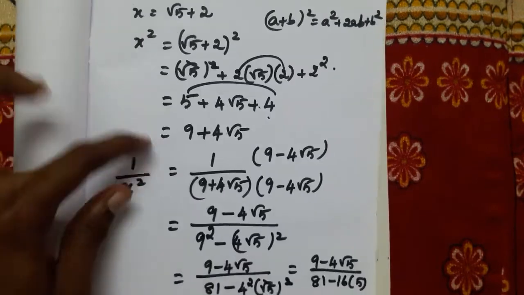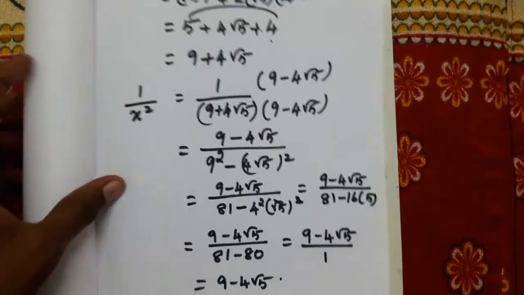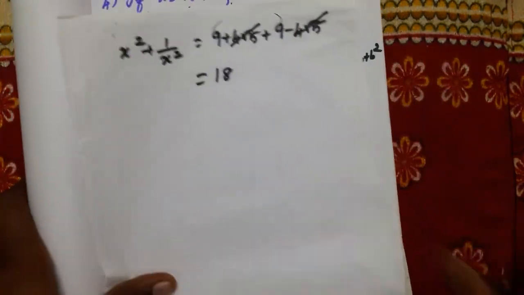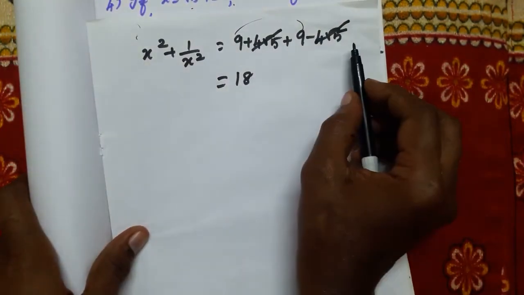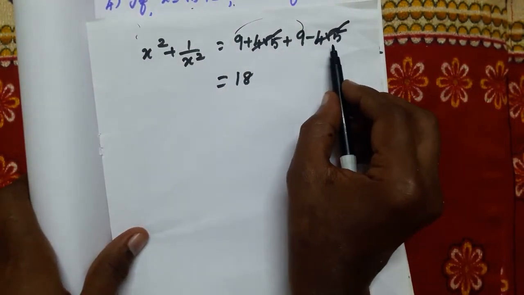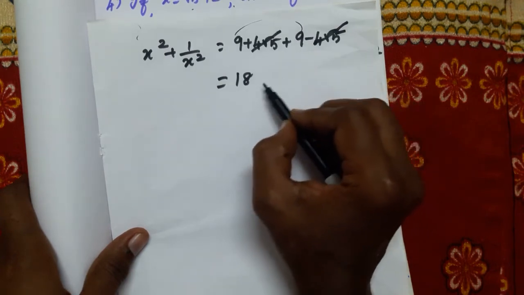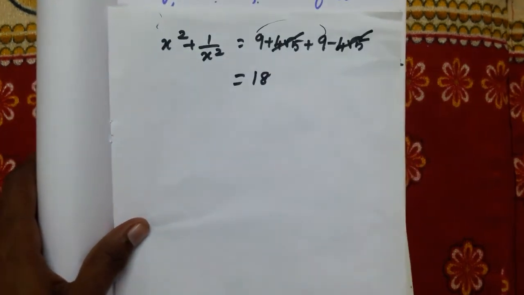Now we got the values of x square and 1 by x square. We have to add these. x square plus 1 by x square is equal to 9 plus 4 root 5 plus 9 minus 4 root 5, which is equal to 18. That is the answer.